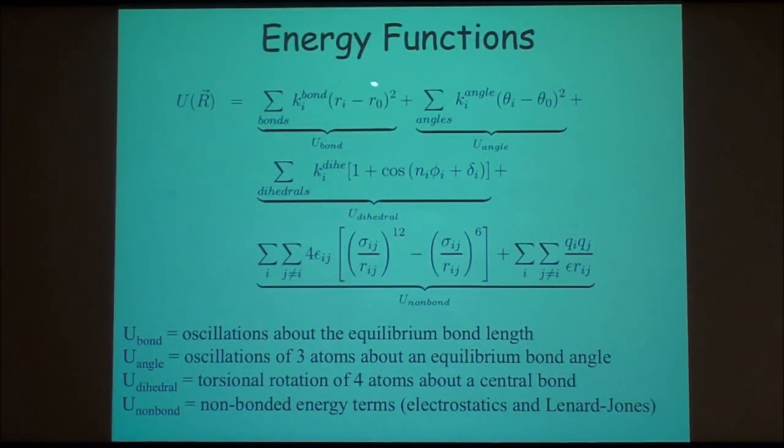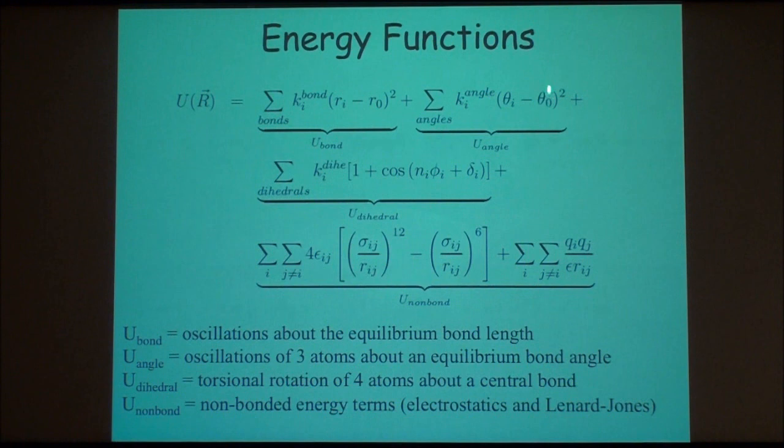All the bonds are described as harmonic potentials or springs. You have the equilibrium constant for that particular bond, and the force constant associated with that. That's the strongest or the fastest vibrating degree of freedom among bonded interactions. Angles are also described as springs. So you have the bending vibration described as a harmonic potential.